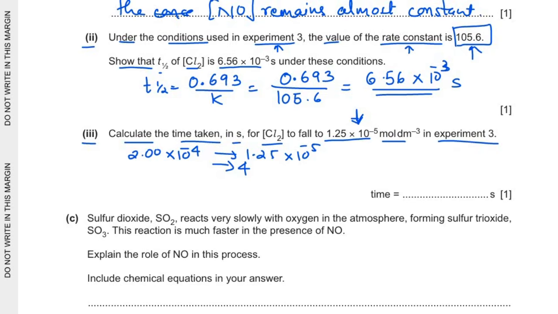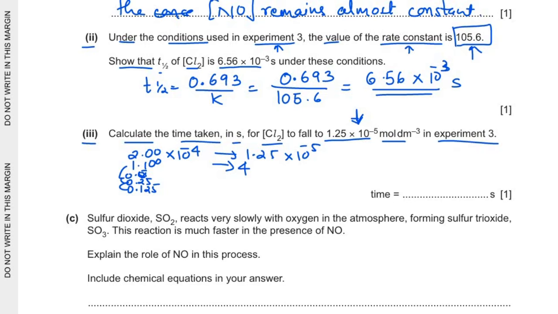You can say it has decreased 4 times because it goes 1, then it goes to 0.5, and then it goes to 0.25, and then it goes to 0.125. So that is a 4 times decrease. 1, 2, 3, 4. 4 times it has decreased. So the concentration decreased 4 times, so even the time, T half, also has to be multiplied 4 times.